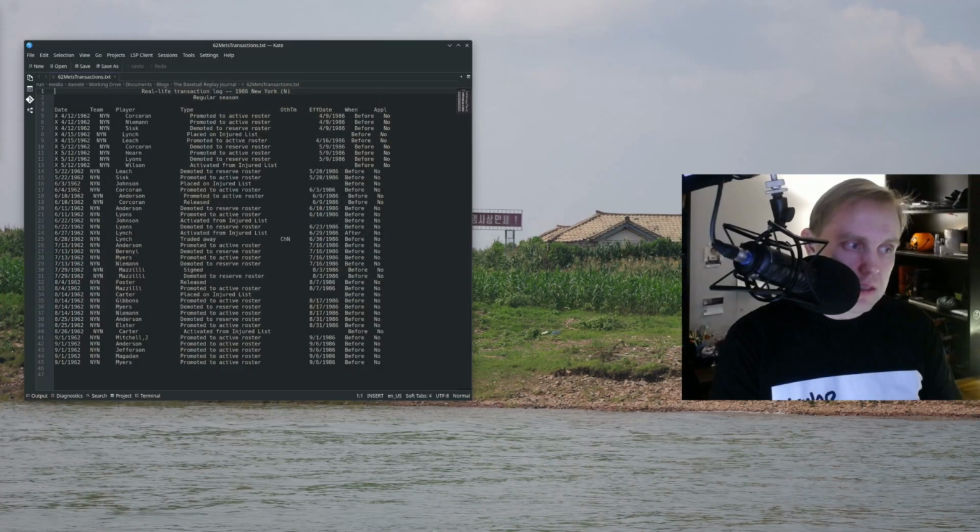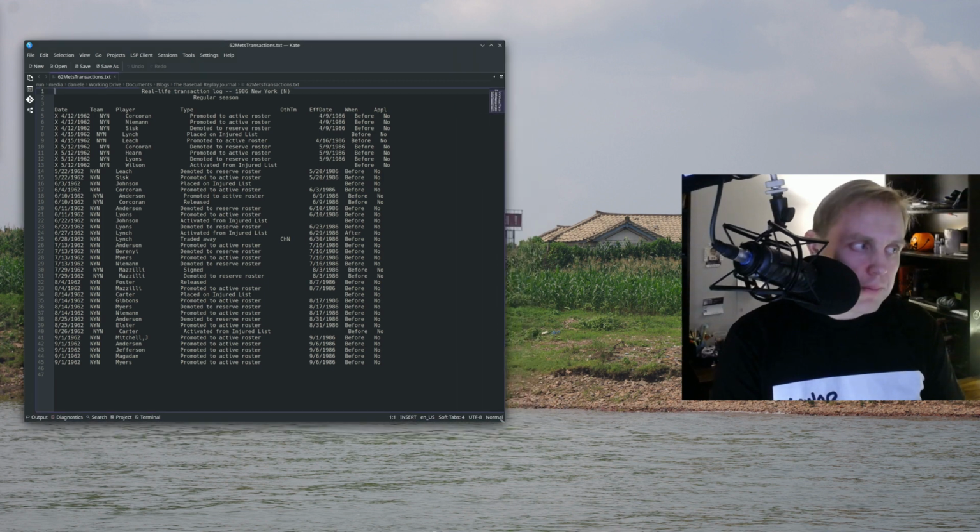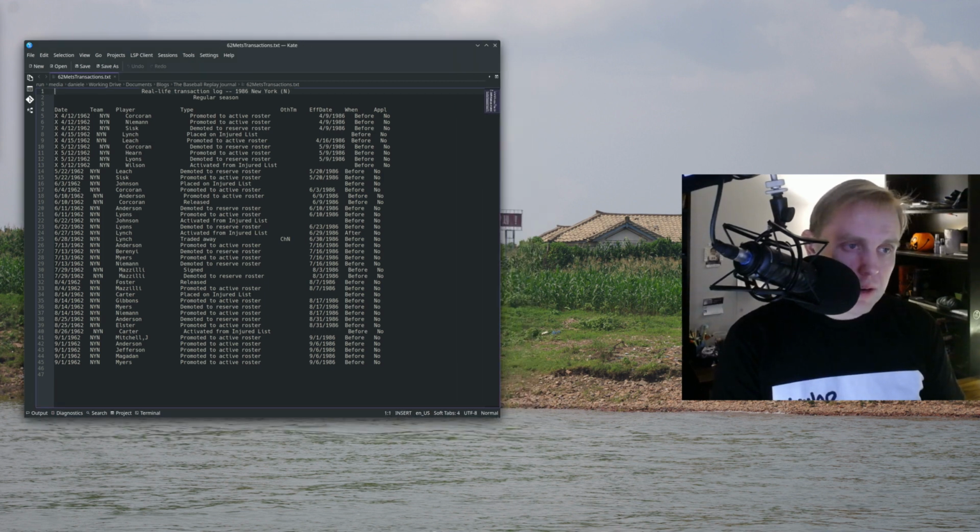Well, I exported the real-life transaction log for the '86 Mets. There's not too much to it. And then I went and converted them to 1962 dates. This is going to be a little bit small, my apologies for that. That's what we have going on right here. For example, we changed every single date to reflect what would probably be around the right day in 1962.